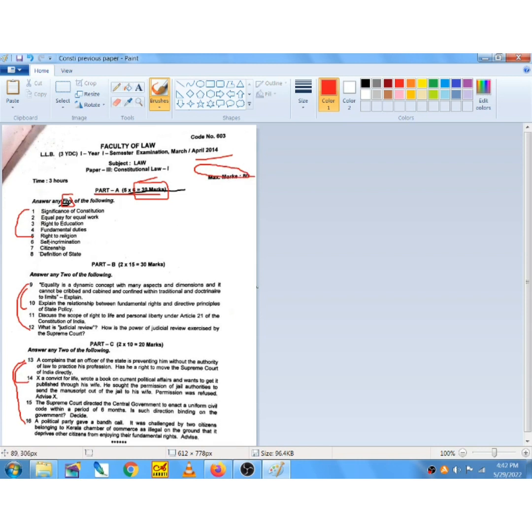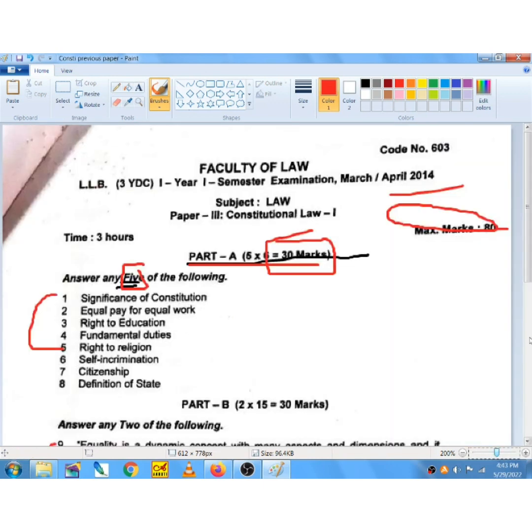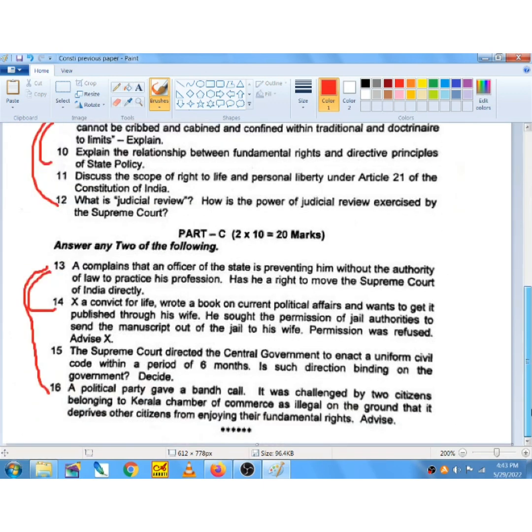So coming to the questions, most of the students will have problems in the part C. So the part C is not just any question and answer. You will be asked a problem, you will have to provide the solution or advise the party about what to do, how he can move, etc.